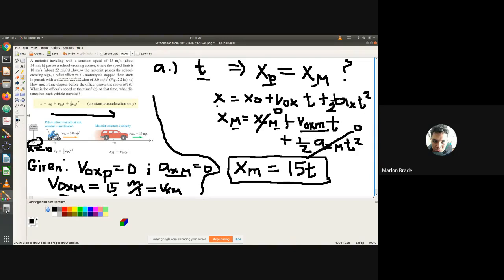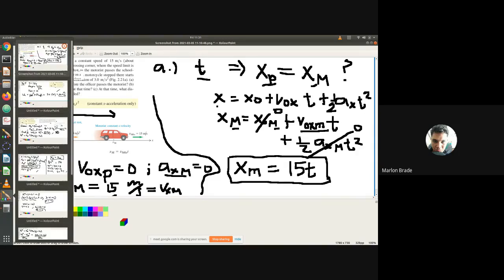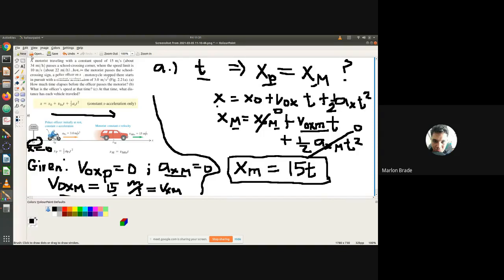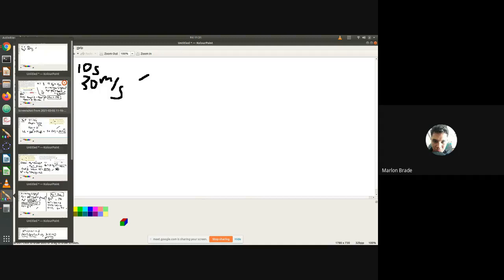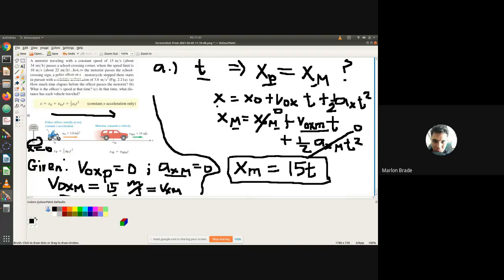So what is given? We know the time. t is equal to 10 seconds. We already know the velocity Vx. What is the velocity at that time? 30 meters per second. So this is the velocity of the police officer. Right? So you can solve it now. There are many ways to solve this part.